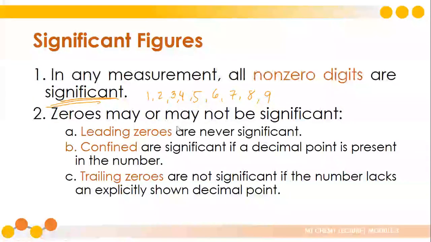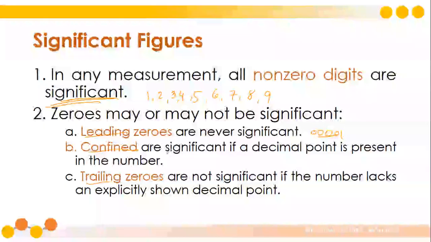Next. How about zeros? Zeros are a special case. It depends on their position in the number itself. So there are what we call the leading zeros, confined zeros, and the trailing zeros. Leading zeros are never significant. When you say leading zero, these are the zeros that are in front of the number. So let's say, for example, 1. All of these zeros are not significant.